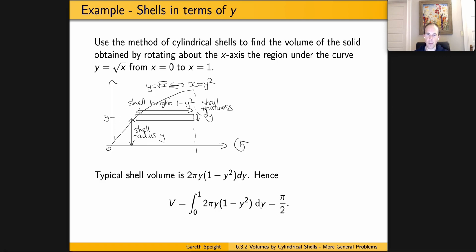We do the same thing, right? y runs from y equals 0 up to y equals 1. We integrate it, we get the volume. If you pull out the 2 pi, multiply through by the y, use fundamental theorem of calculus, you can get pi over 2.